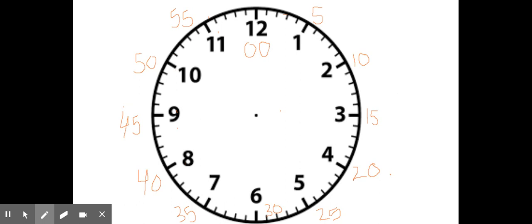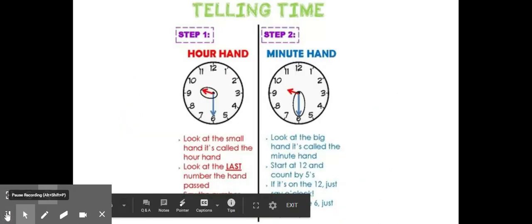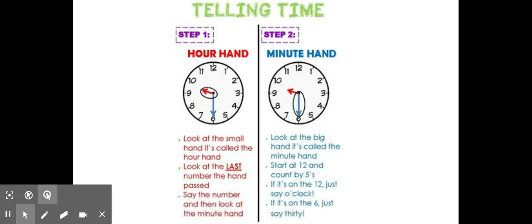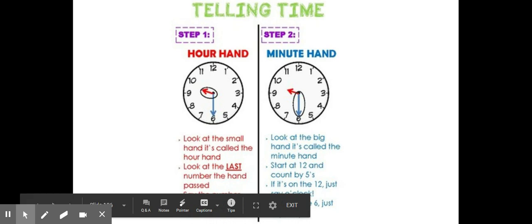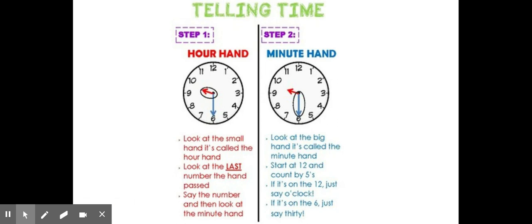Now that we've talked about how hours and minutes work on a clock, we are going to talk about how we actually tell the time. Besides the numbers on the clock, there are 2 other very important things to tell time. The first is what's called the hour hand. The hour hand is what tells you what hour of the day it is. The hour hand is smaller than the minute hand. In this picture, you can see that the hour hand is red. The minute hand is the longer one. In this picture, it's blue.